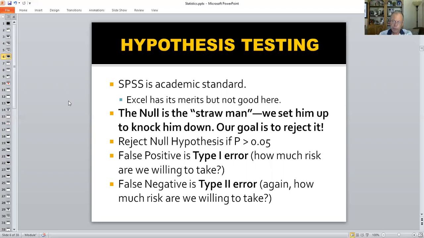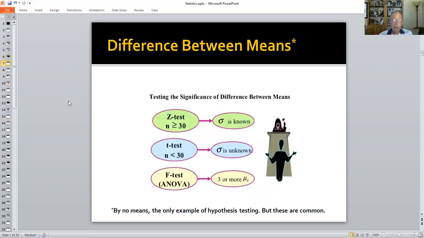The other side of the coin, though, is a false negative. That's when you say something was not, and it really was. Okay? Both errors have to be minimized. But that's what we're doing. We're trying to avoid false positive, false negative. We do the hypothesis testing frequently, but by no means always, with tests between the means.